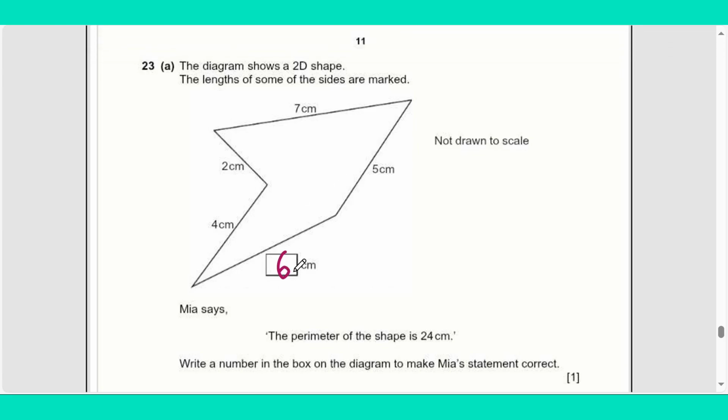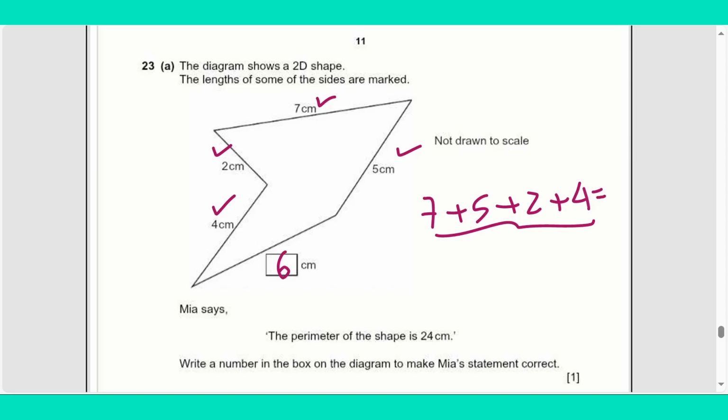How does it work? So 7 plus 5 is 12, plus 2 is 14, plus 4 is 18. So 7 plus 5 plus 2 plus 4 totals up to 18. Okay. Now the perimeter is 24, so 24 minus 18 will get 6.